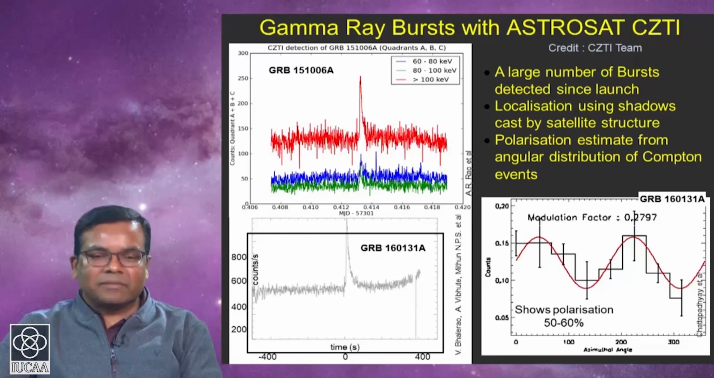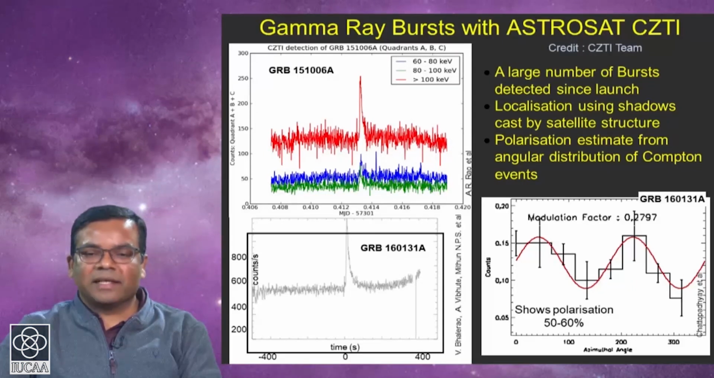In this view graph, I show some results from the CZTI instrument. As I had mentioned, the CZTI is an excellent hard X-ray monitor. Therefore, it has detected a large number of gamma ray bursts since launch. Localization of these gamma ray bursts is achieved using the shadows cast by the satellite structure. By looking at the distribution of Compton scattered events in the pixels of the CZTI, one can actually measure the polarization of this hard X-ray emission, which is something new and very challenging. And CZTI has been able to measure the polarization of some of these gamma ray bursts.